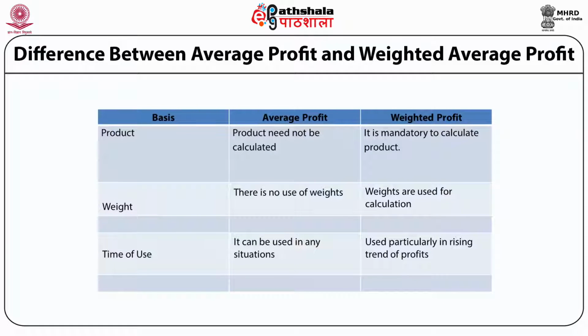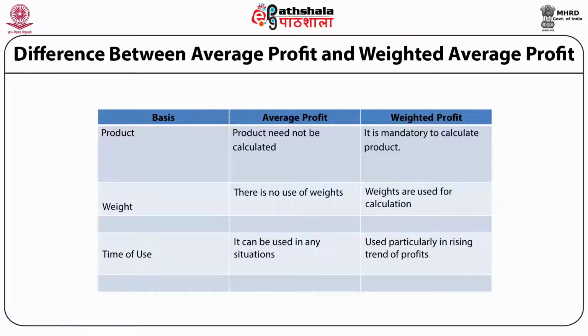What is the difference between average profit and weighted average profit? It is shown in the present figure. Product: there is no need of calculating product under average profit method, whereas it is mandatory to calculate product under weighted average profit method. Weights: in average profit method, there is no use of weights, whereas weights are calculated in weighted average profit method. Time of use: average profit method can be used in any situation, whereas weighted average profit method can be used particularly in a rising trend of profit.